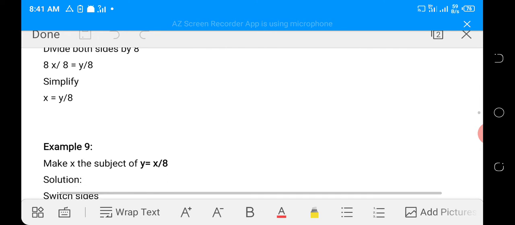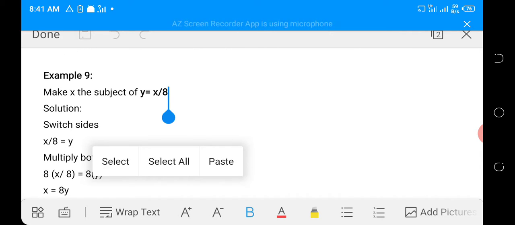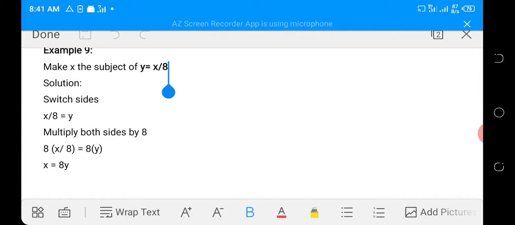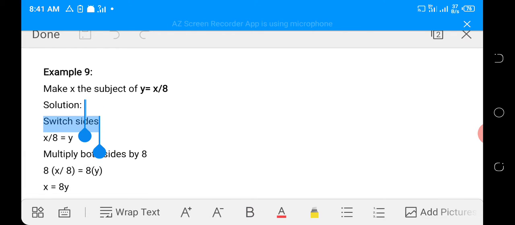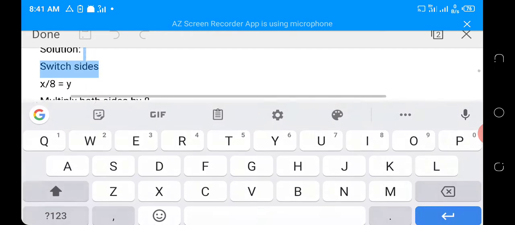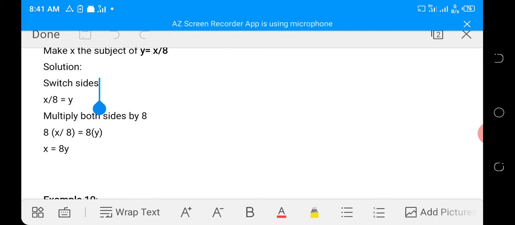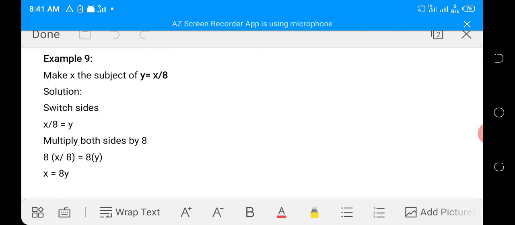Let's look at example 9. Make x the subject of the formula y is equal to x over 8. Solution. Rewrite by switching sides. X over 8 is equal to y.